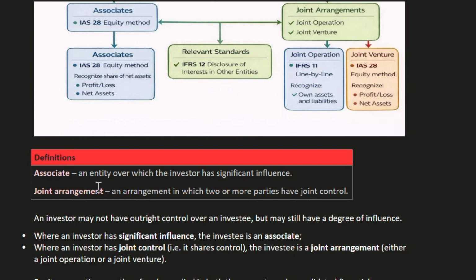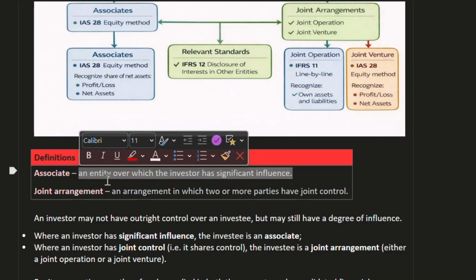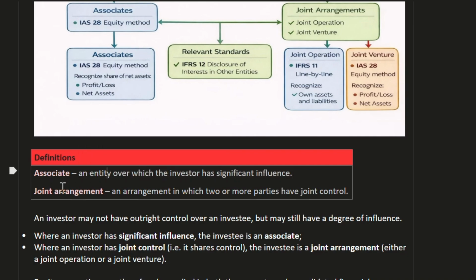Definition, associate: an entity over which the investor has significant influence. So significant influence, we know that we need to own shares between 20 and 50%. Joint arrangement, we have an arrangement in which two or more parties have joint control. So these points are important for the exam because we need to write the definition if they are asking.